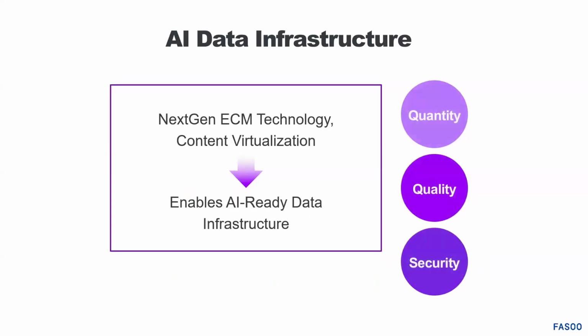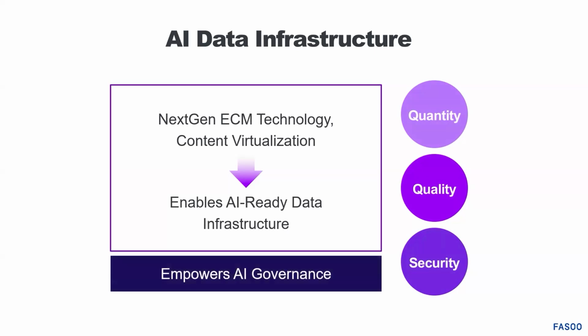If we look at this in the context of our quantity, quality, and security paradigm, what we're doing with this content virtualization is giving a rich set of metadata, as I showed in the previous slide. Who has access to the information? What is the current version of that information? Who has accessed it last? So this gives you a better understanding of what is, in fact, good data.